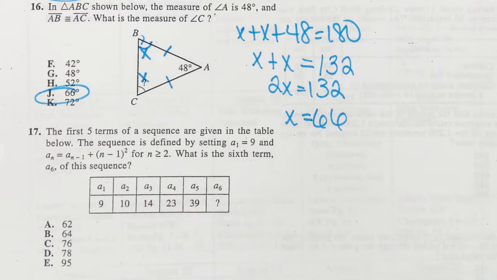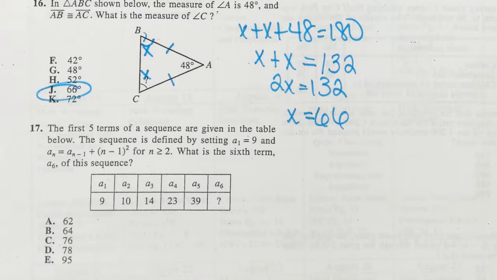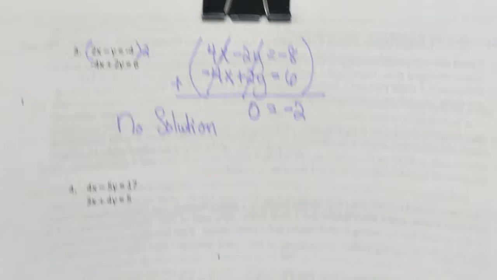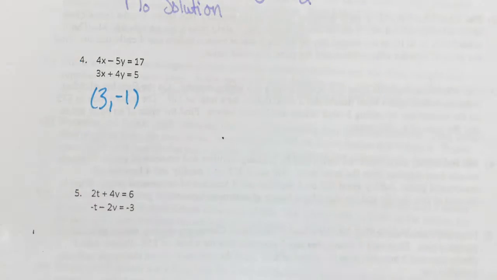Y'all okay? All right, so we need to go over your homework from Friday. Your homework from Friday was 4, 5, 6, and 7. So grab that real quick. If you weren't here Friday, then you're going to get the answers, but I'm not going to show you how to do them. So, number 4, you should have gotten 3 and -1.